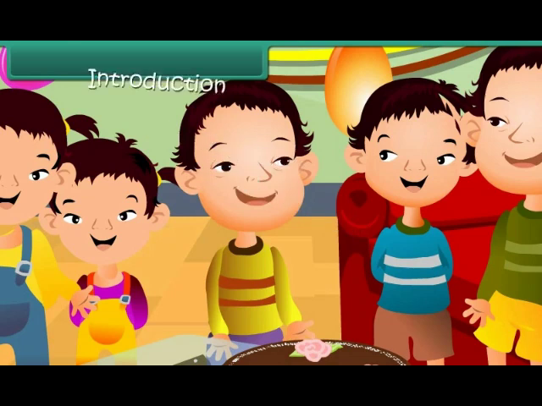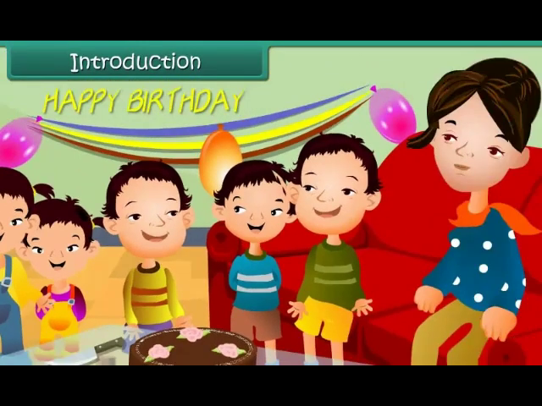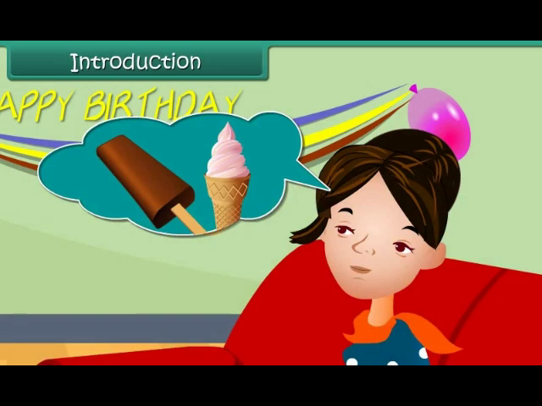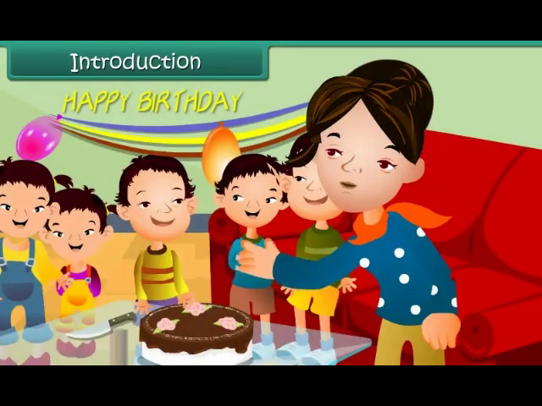Introduction. Sachin is celebrating his birthday with his friends. His mother wants to order ice creams for the children. Therefore, she is busy counting their number. She does not want to leave anyone out. You just saw how counting helps.